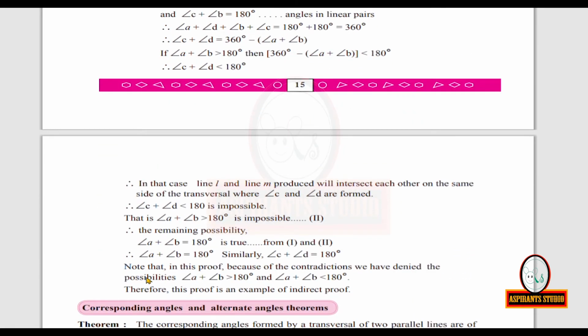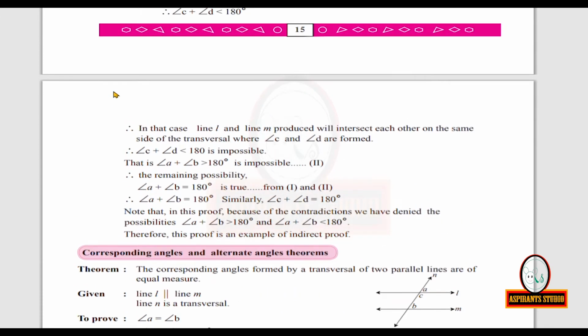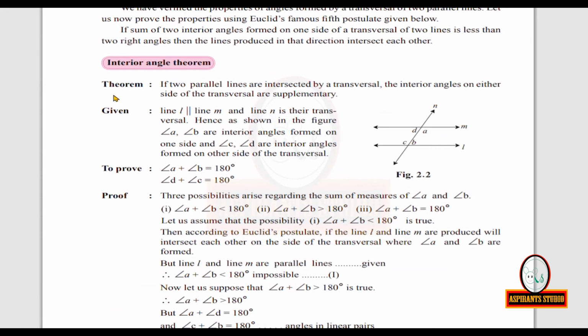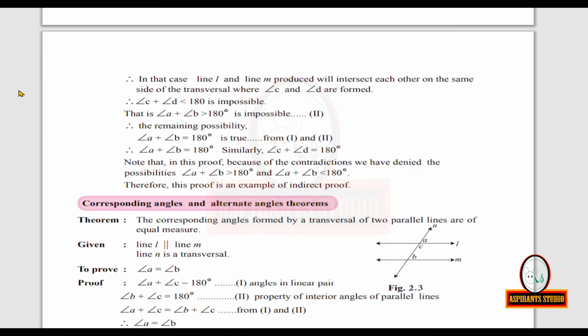Therefore, measure of angle C plus measure of angle D will be what? Less than 180 degrees. In that case, line L and line M produced will intersect each other on the same side of the transversal where angle C and angle D are formed. So angle C plus angle D less than 180 degrees is impossible. That is, angle A plus angle B greater than 180 degrees is impossible. So the remaining possibility, angle A plus angle B is equal to 180 degrees, is true.